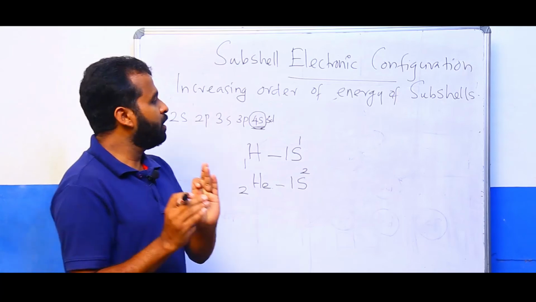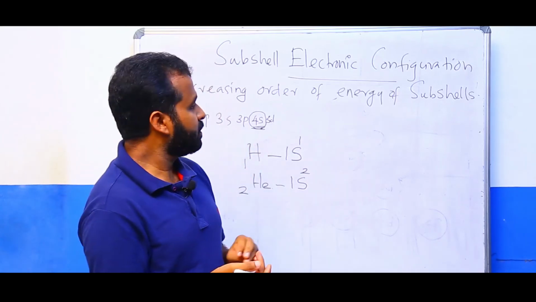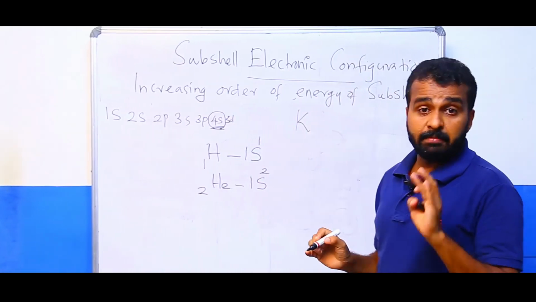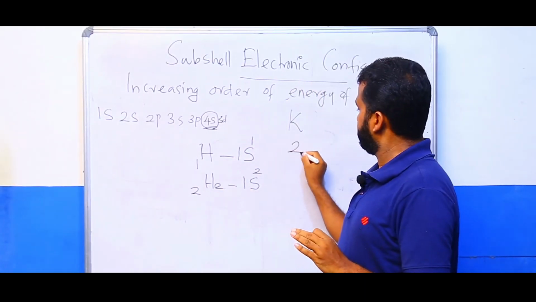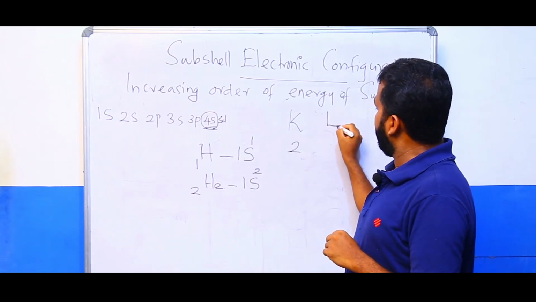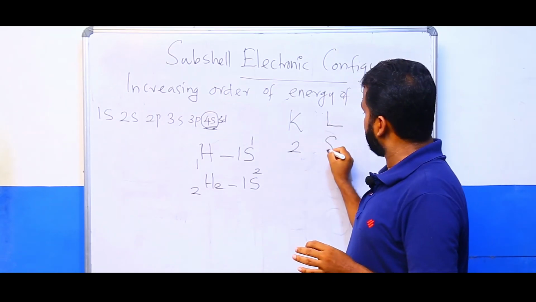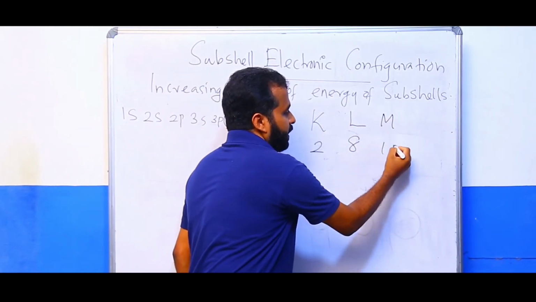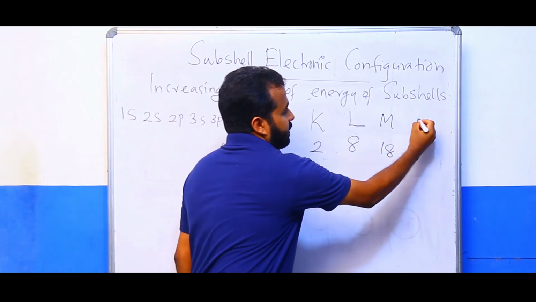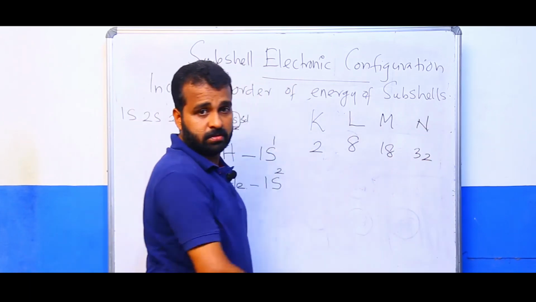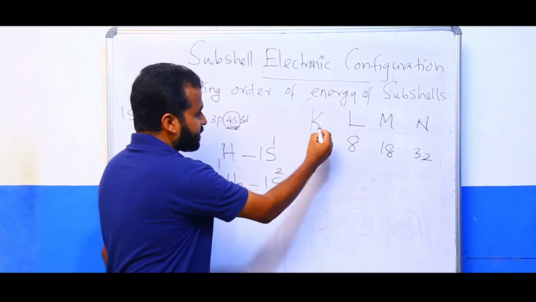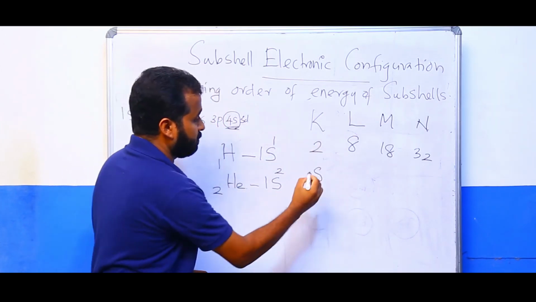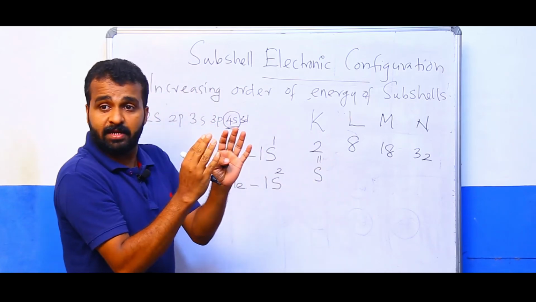Before that, one more thing. We know that the K shell can accommodate a maximum of 2 electrons. L can accommodate a maximum of 8 electrons. M can accommodate 18 electrons. And N can accommodate 32 electrons. The K shell has only one subshell, so the s subshell can accommodate a maximum of 2 electrons.